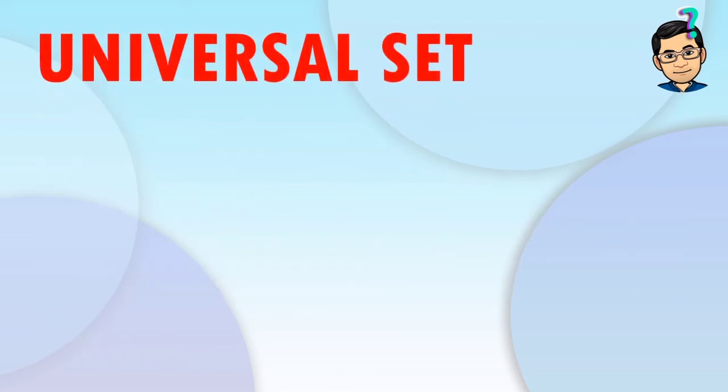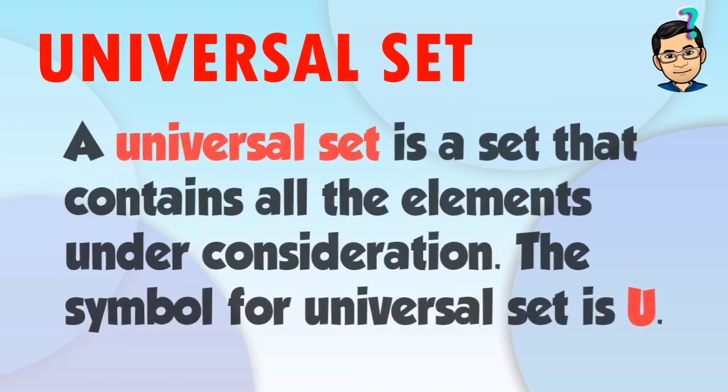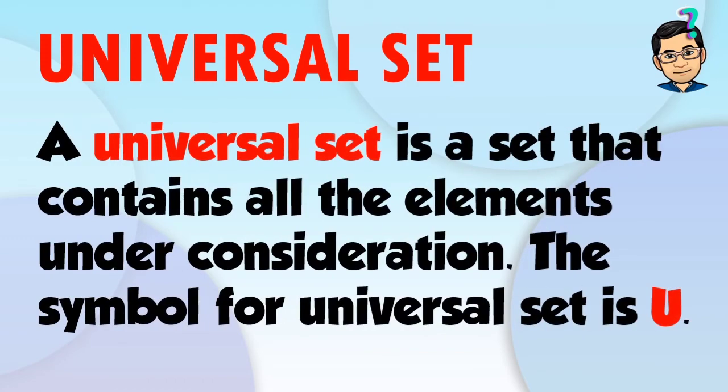Let's have universal set. A universal set is a set that contains all the elements under consideration. The symbol for universal set is capital U. So, paano natin ipapaliwanag ang universal set? From the root word universe, kabuuan. So, lahat ng elements ay makikita sa universal set.